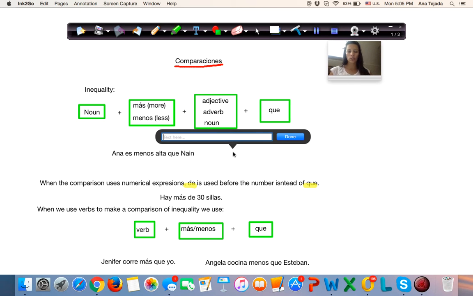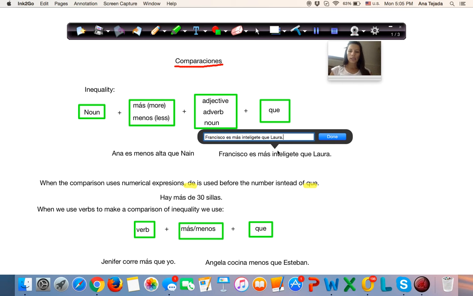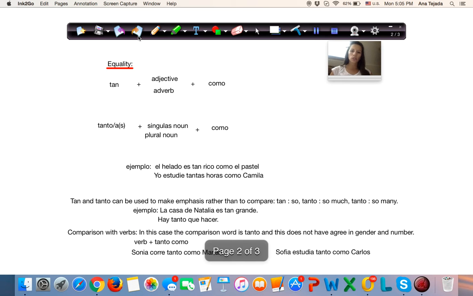Another example for this one would be: Francisco es más inteligente que Laura. Let's use más since we already used menos. Again, since it's an adjective, we're going to use the verb ser after the noun. Okay, let's continue to our next part, which is a comparison of equality.